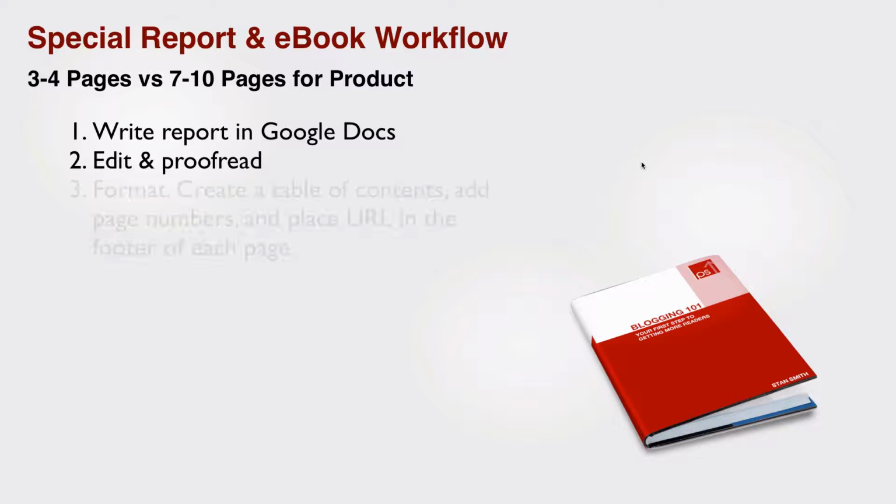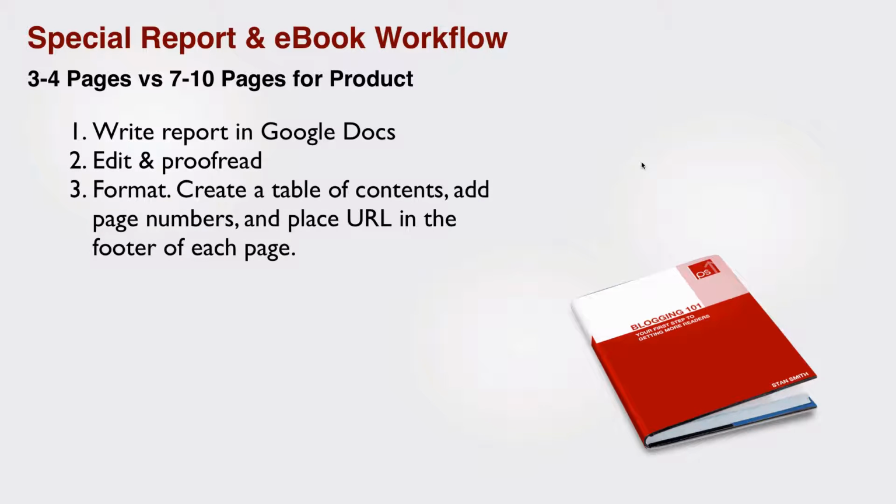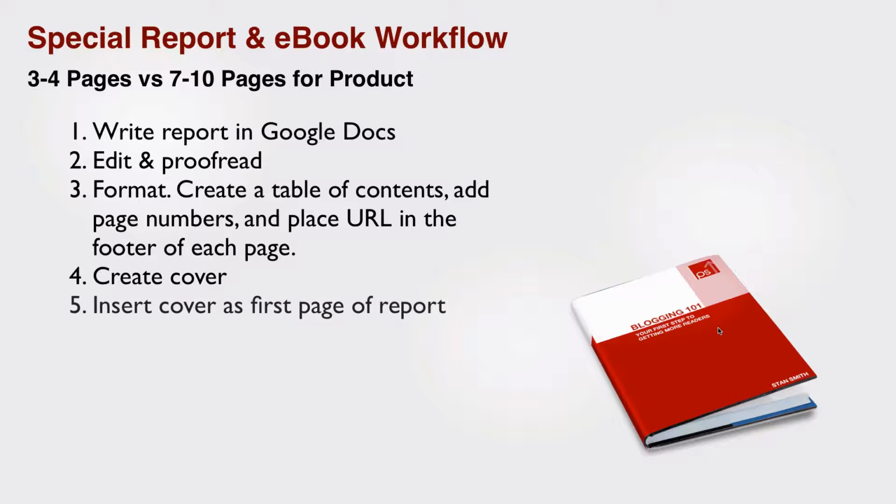Edit and proofread it. Then you want to format it, create a table of contents, add your page numbers, and place a URL for your site in the footer of each page, or place an offer in the footer of each page. Go ahead and create your cover. This is a great example of a cover over here. We talked last week about using Box Shot King, or there's a variety of other people who provide similar services. Just type in eCover Creator in Google and you'll get a nice list of those folks at various price points. The next thing you want to do is insert your cover as the first page of your report, so the people can see the connection between what they probably saw in your blog versus what they get in their email.